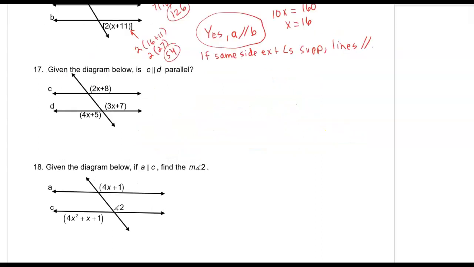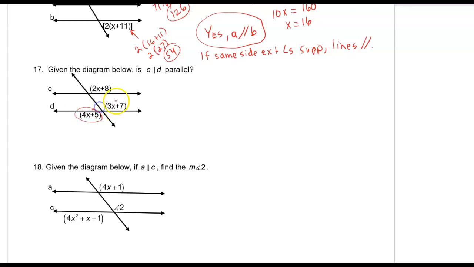Number 17. We're going to prove whether C is parallel to D. Do not use the 2x plus 8 and the 3x plus 7. You don't want to say those corresponding angles are congruent because you don't know that yet until you know that C is parallel to D. So what you should look for are the vertical angles.